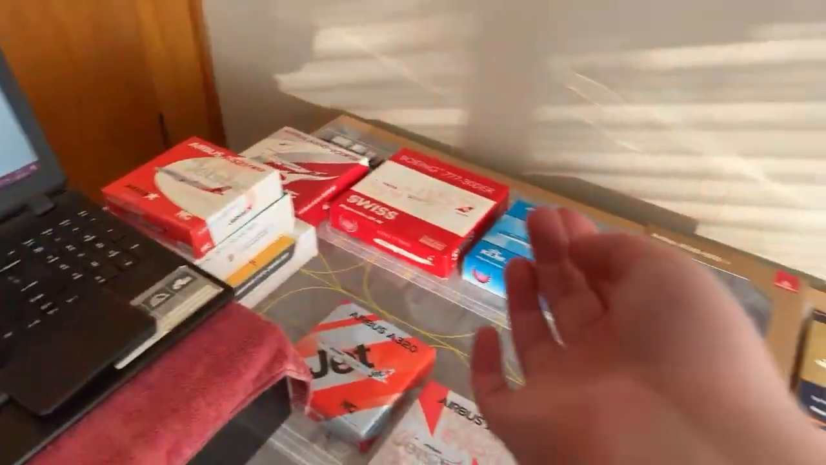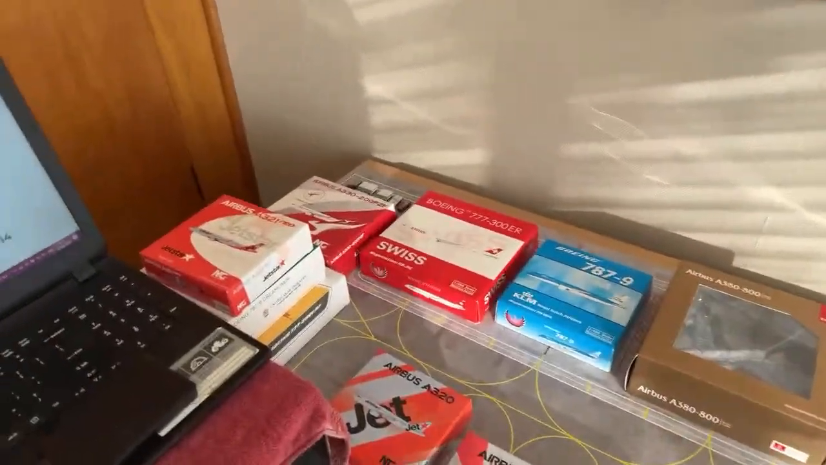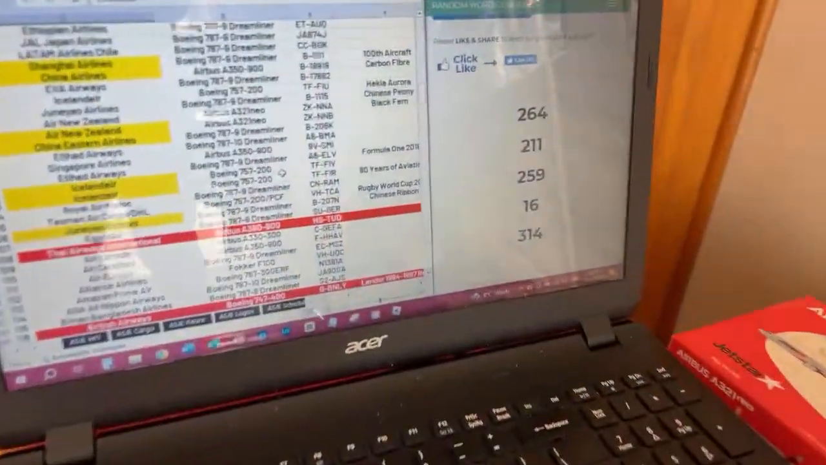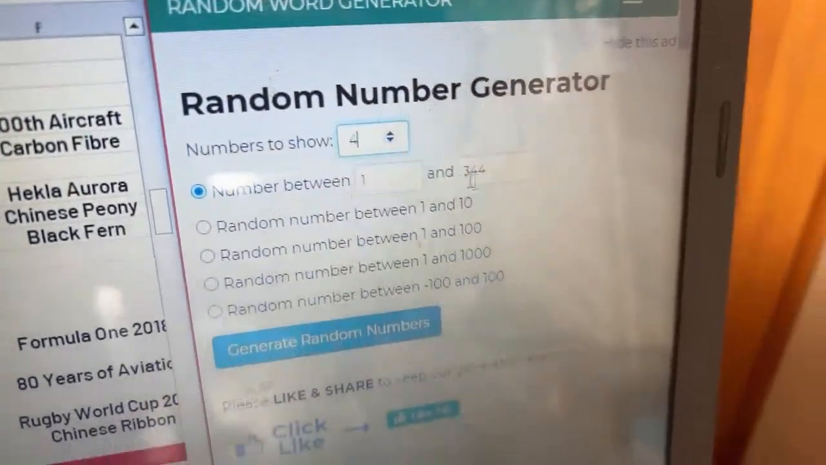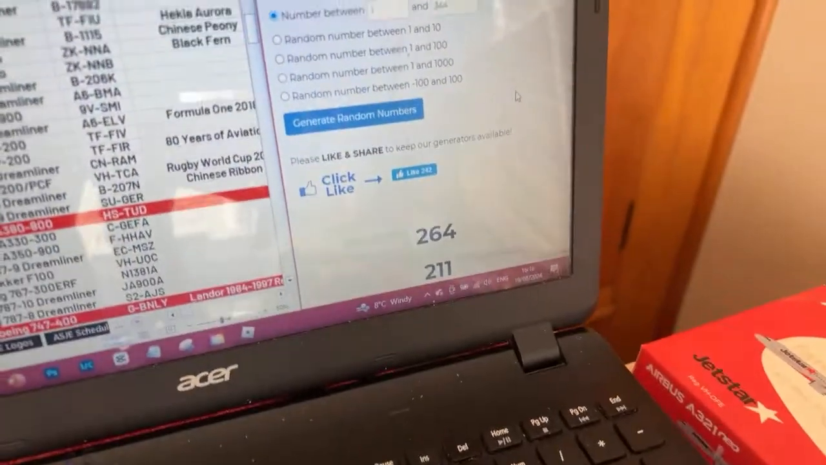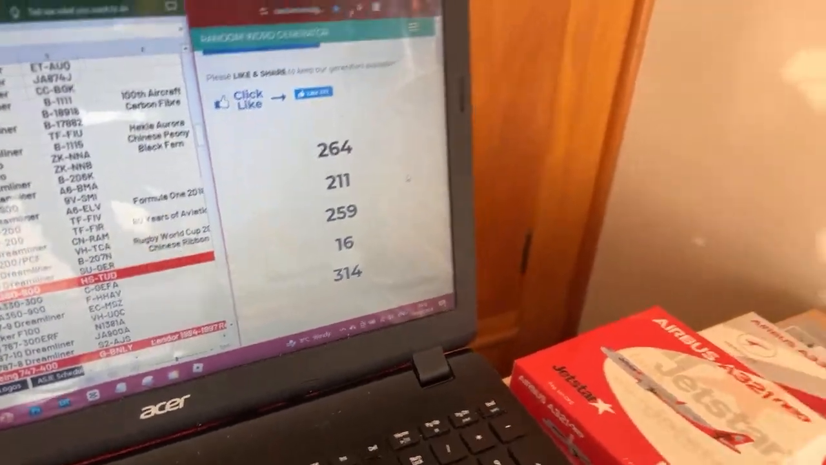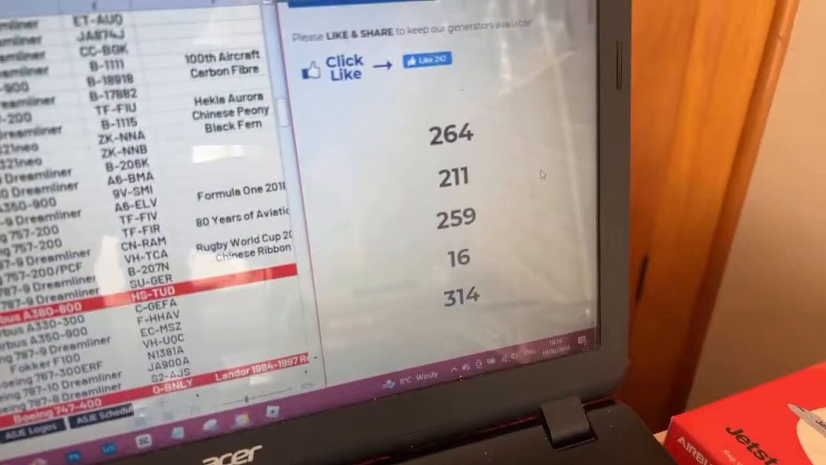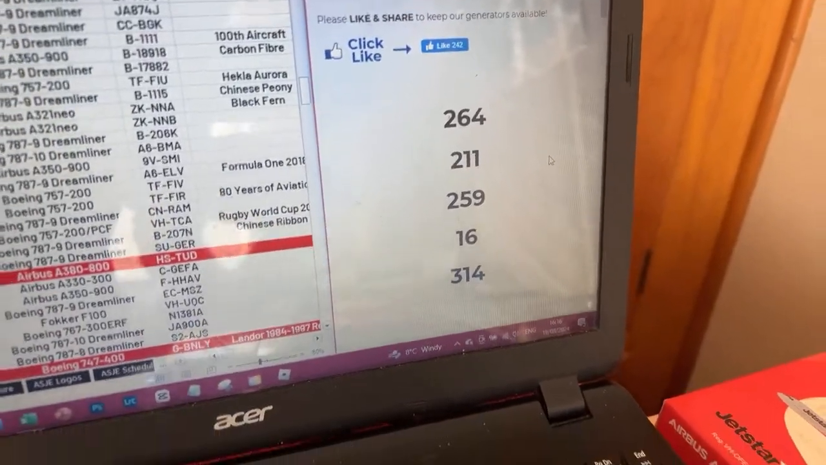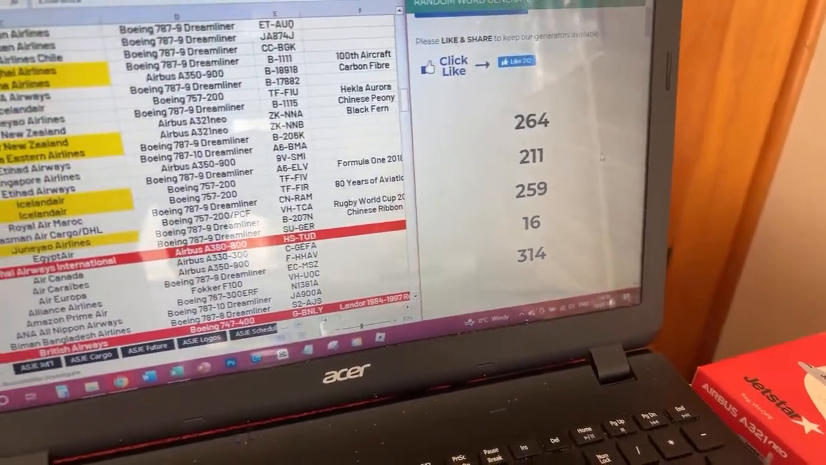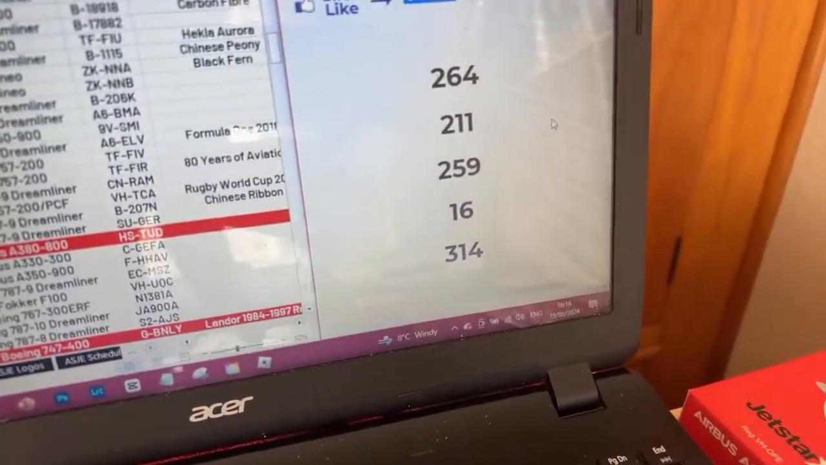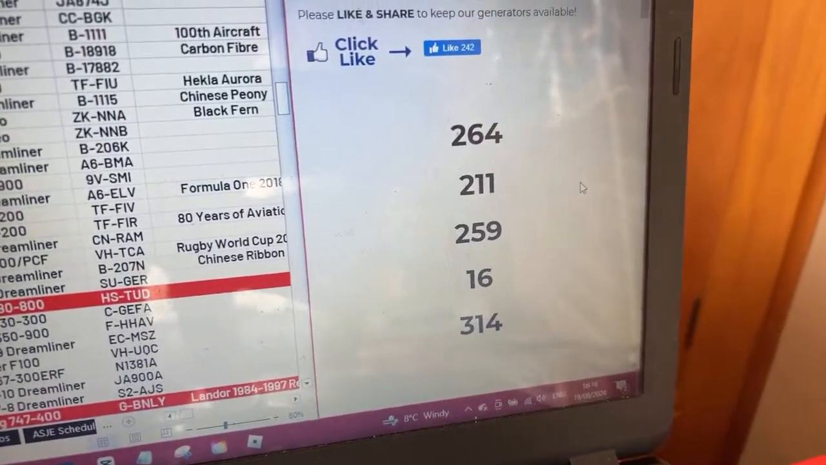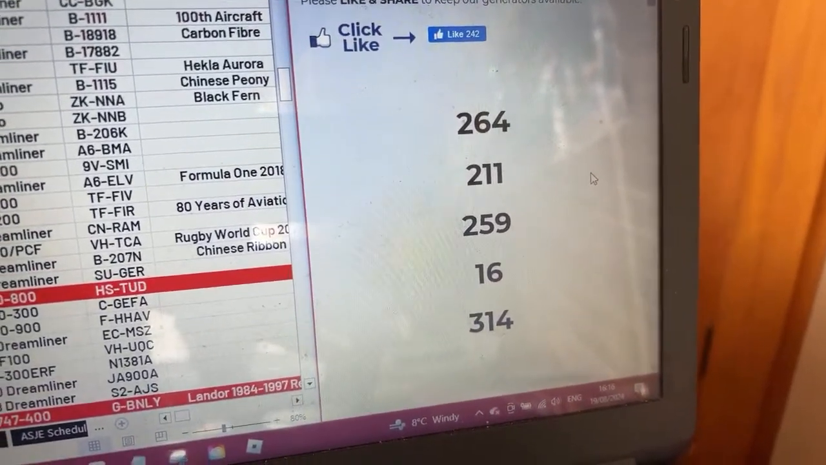Rightio, so I'm just going to pull up my sleeve because it's annoying me. Rightio, so what we're going to do is I'm going to go over here and modify this to 4 numbers. So the 4 aircraft that aren't already out will be the ones that are on the taxiways and runways. So the first 4 will be on taxiways. The bottom number will be on the runway.